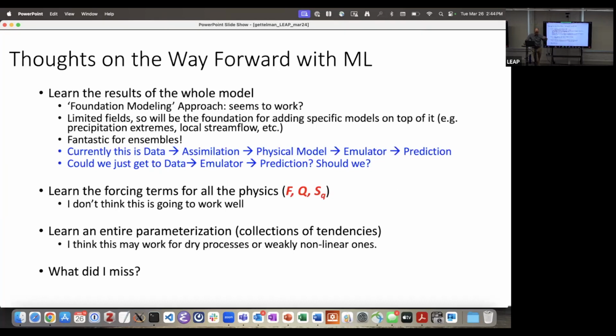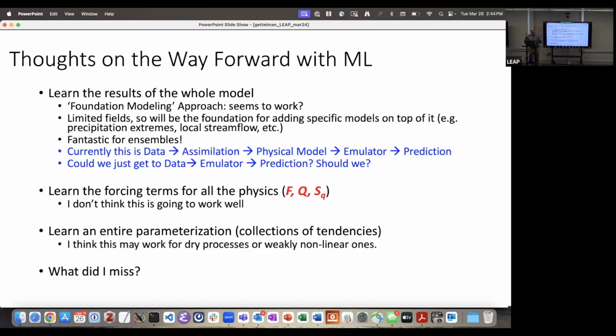So thinking about how we actually do this in a climate modeling context, what do we do? One option is to learn the results of the whole model. This is the foundation modeling approach, the kind that we see with weather generators that can predict the weather. They tend to work on limited fields. These are called foundation models because you start with an atmospheric state. You can then figure out what the surface pressure and the geopotential height and the temperature are 10 days in advance. But if you want to understand the details of precipitation or clouds or solar radiation, you have to add another machine learning model to it, right?